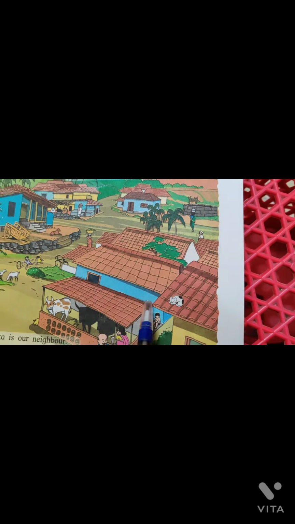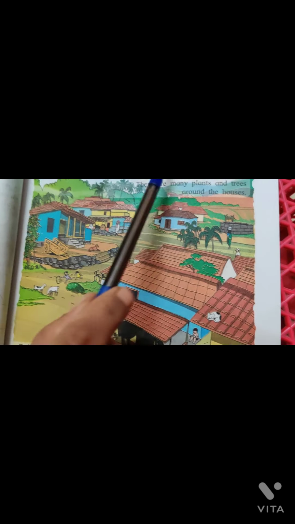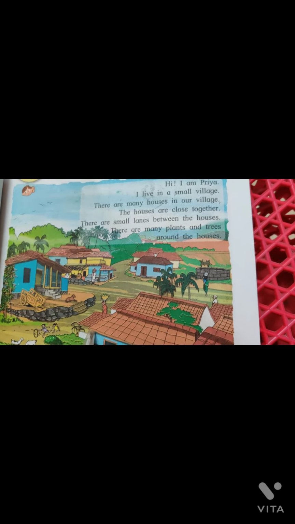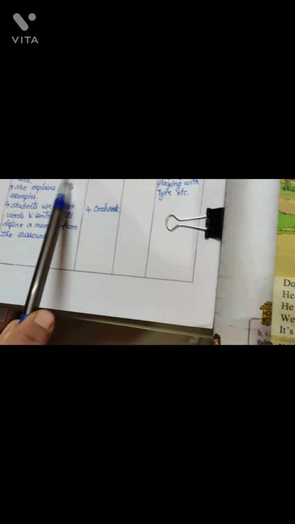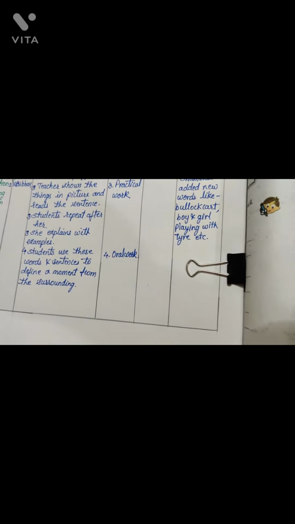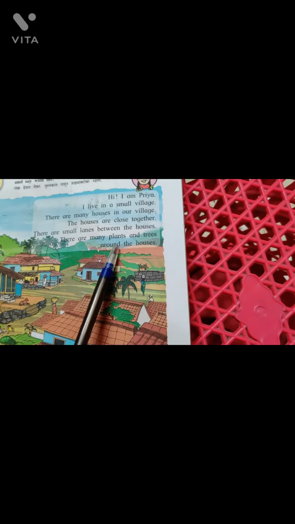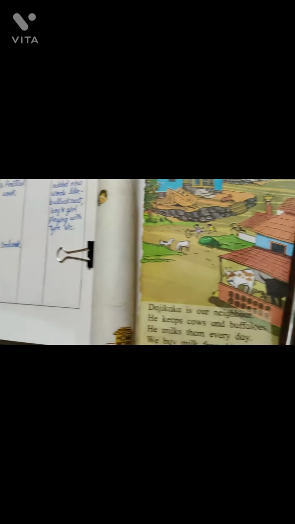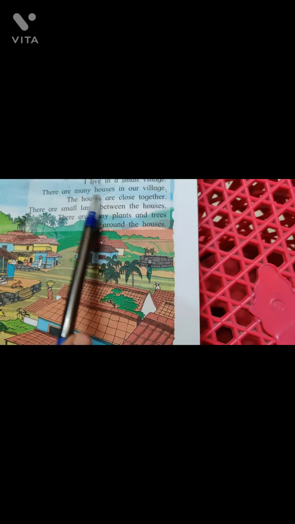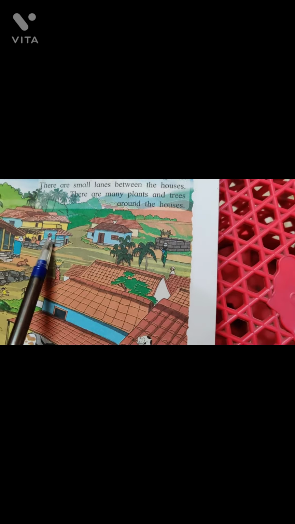In this way, we are going to explain the sentences as well as their meaning through the picture. And after that, students read after her. Means students read all these sentences after the teacher. Now after the third activity, 4, students use these words and sentences to define a movement from the surroundings. Means they become familiar with the sentences as well as with the picture.